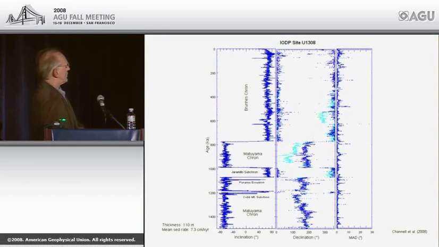This is a record from the North Atlantic site 1308, and I want to use this record as the sort of reference record for generating a paleointensity stack. This is 110 meters of record here, placed on an age model from the oxygen isotope record, and it goes back, as I say, 1.5 million years.